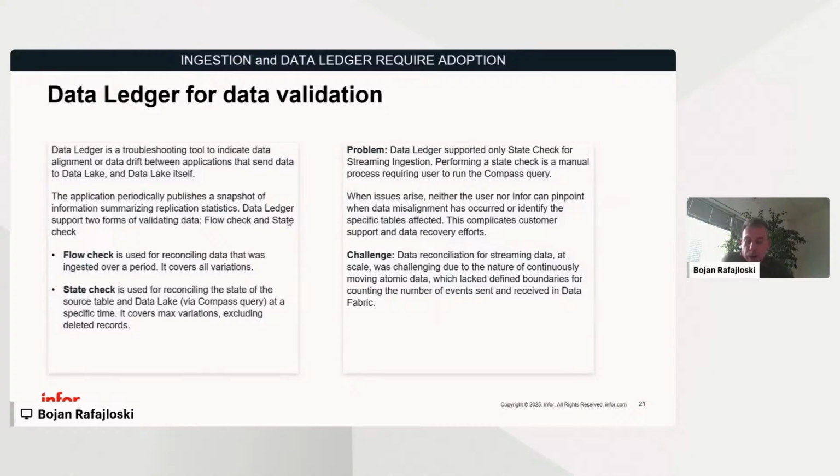So just as a reminder, what Data Ledger already offered is, first of all, a troubleshooting tool. It will report alignment or misalignment of data on specific objects from the ERP. The misalignment could be for different reasons.